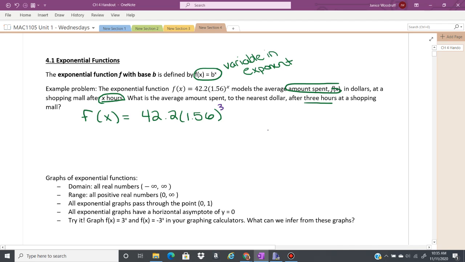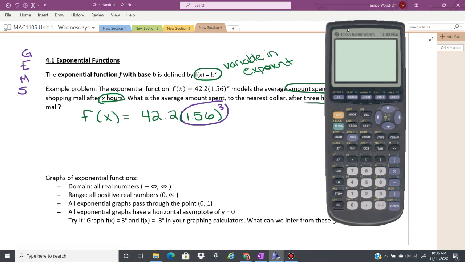One of the main things that I see mistakes with when we are looking at exponential functions is just not following order of operations. I want you guys to remember that exponents are going to come before any multiplication. Remember in order of operations: grouping, exponents, multiplication, division, subtraction, addition. Exponents come before multiplication. So I would want to do 1.56 to the third power first.